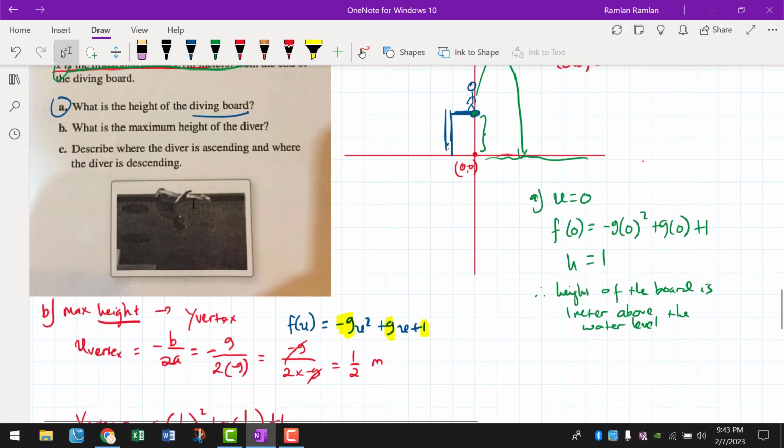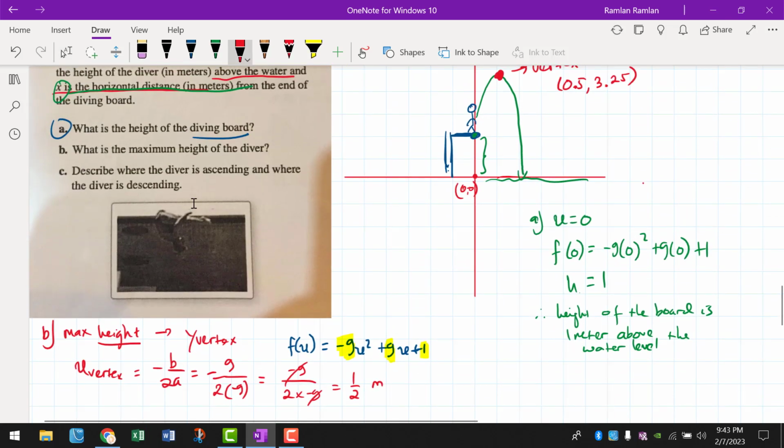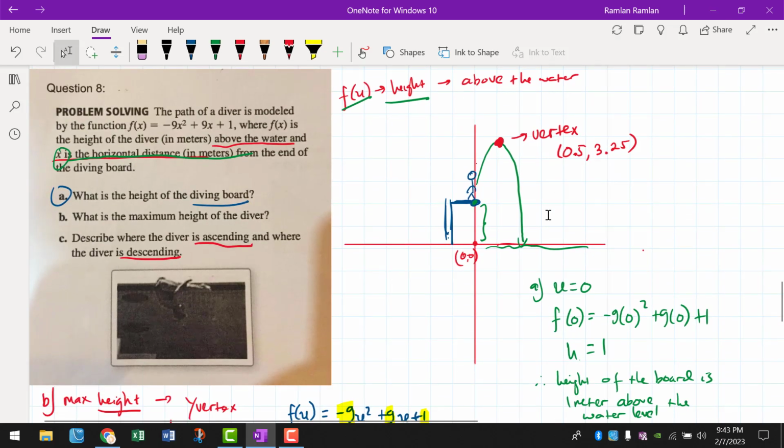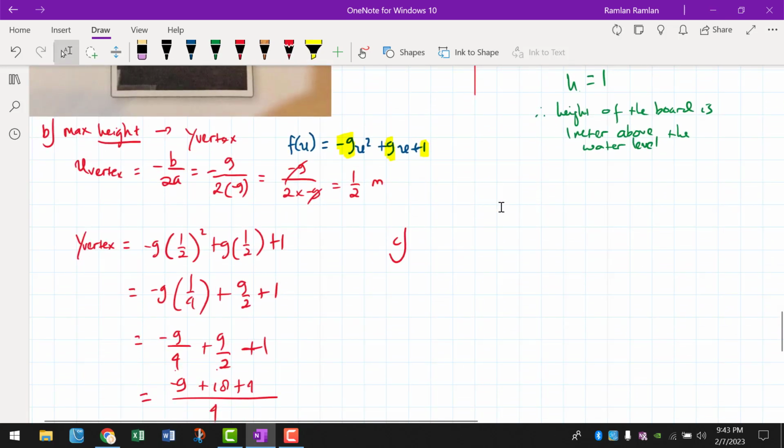Okay, for question C, describe where the diver is ascending and where the diver is descending. Ascending means going up, descending means going down. You can actually see it from this graph here. The diver will go up from the position of x equals 0 until the position of x equals 1 over 2, or 0.5. So after he covers a horizontal distance of just half a meter, he will go down, which means he will be descending.